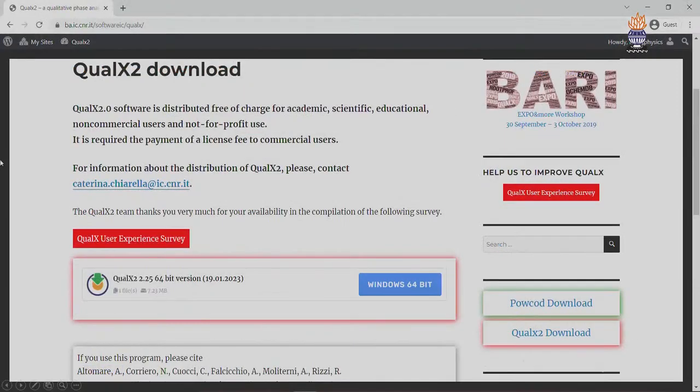And next, you can download the latest version of Qualex, but that version is only for Windows 10, because it is not available for Windows 11. That's the main important thing. It is built only for Windows, so if you are using a Mac or other OS, you are not able to use it.